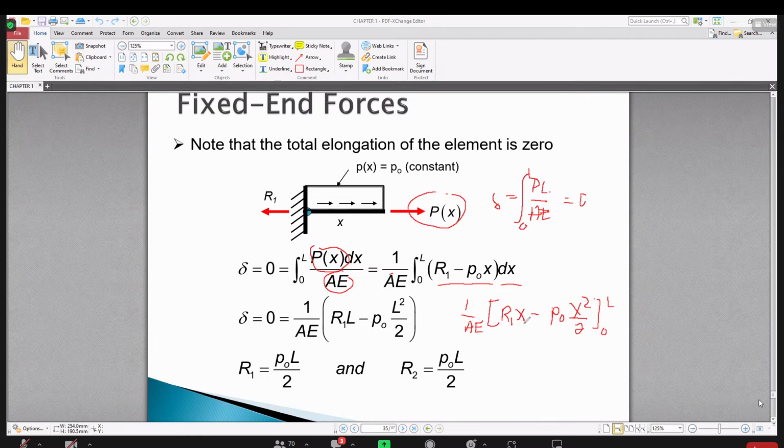When x is 0, it is 0. When x is L, the result is R1 L minus P sub O L squared over 2. Of course, you put this here and it becomes 0. So what happens is your R1 becomes P sub O L over 2, and R2 is also P sub O L over 2. As expected, because this is just a uniformly distributed load.